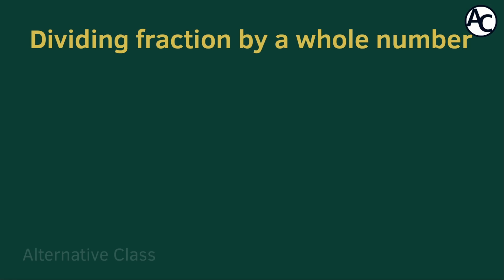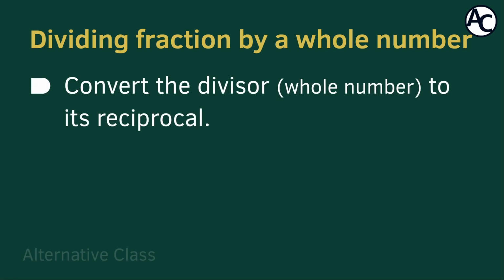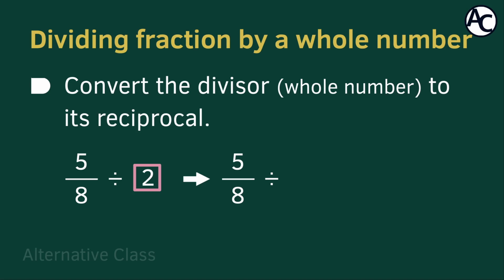How to divide fraction by a whole number? First, convert the divisor to its reciprocal. Example, 5/8 divided by 2. The divisor 2 is a whole number. So convert this to its reciprocal by giving a numerator of 1 and making 2 as the denominator. So the reciprocal of 2 is 1/2.